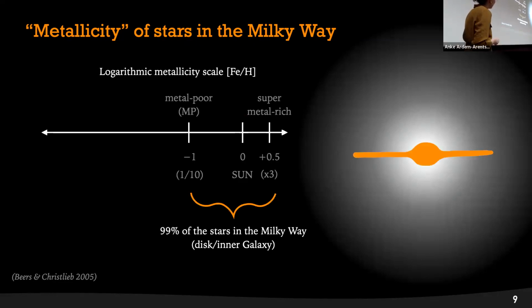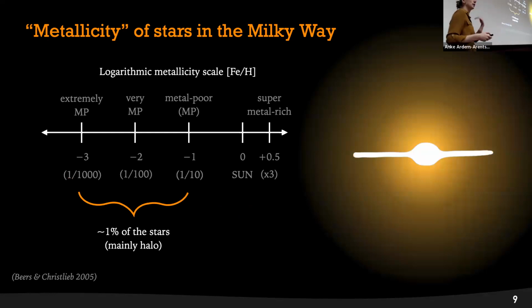So then we have here a cartoon representation of the disk and the center of the Milky Way, the galactic bulge. And about 99% of the stars are in this component, and they're in this metallicity range. -1 means it's a tenth of the abundance in the sun. And then here you have some more metal rich, but it doesn't go much beyond. The sun formed relatively recently, so it's quite metal rich.